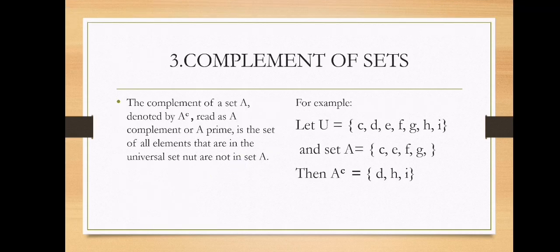So we have naman the complement of set. The complement of set A, denoted by A and the symbol of C, read as A complement or A prime, is the set of elements that are in the universal set but not in set A. So we have a universal set C, D, E, F, G, H, and I, and set A is C, E, F, G.